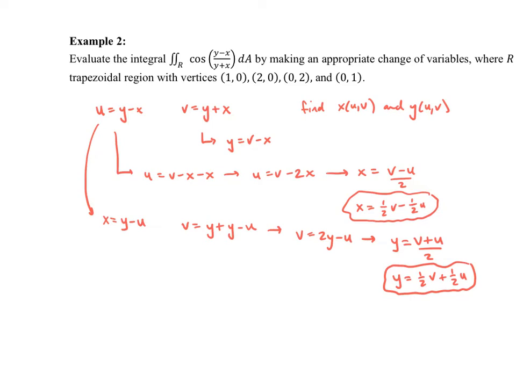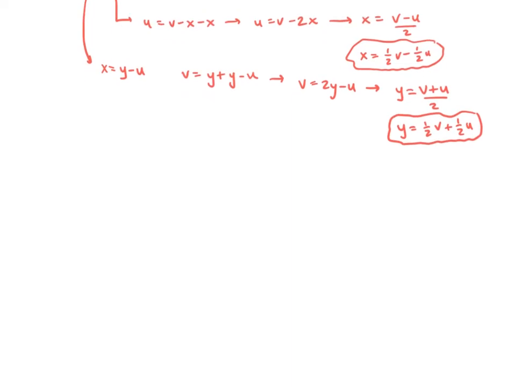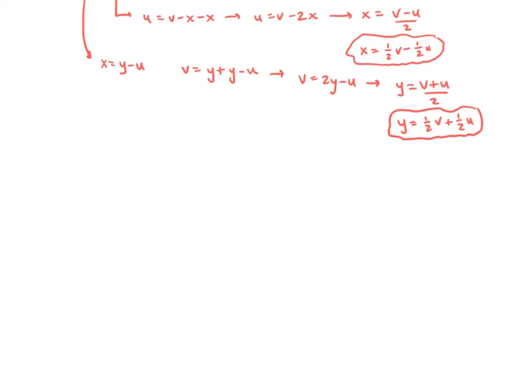Okay, now our next task is to find the Jacobian. Maybe we can label it as 1. The Jacobian formula is given to us on the first page of this section. And again, one of the ways to remember it is to use this matrix.